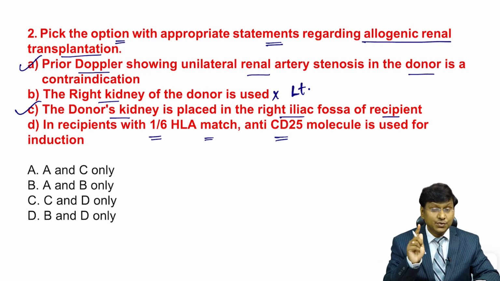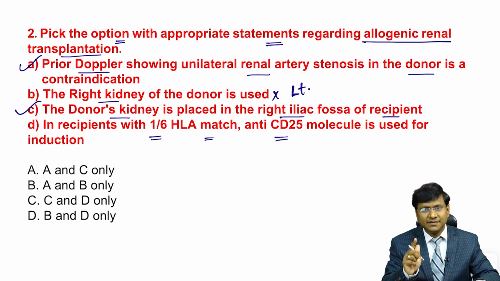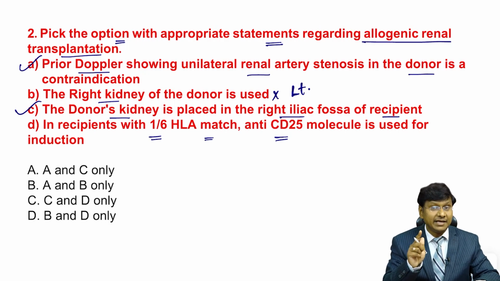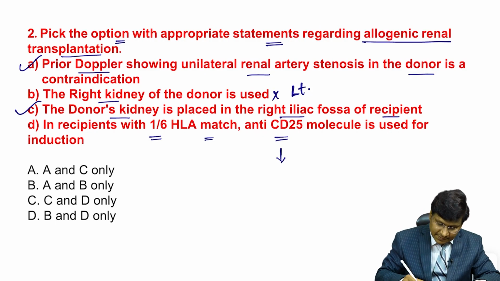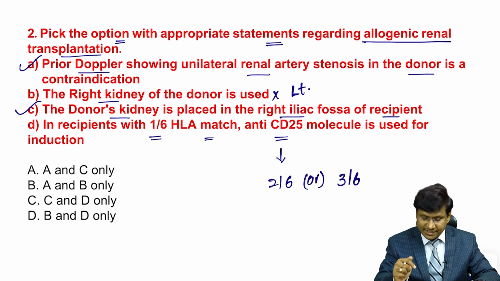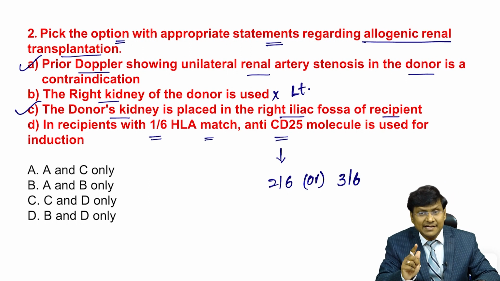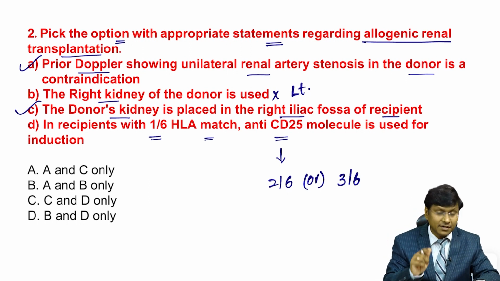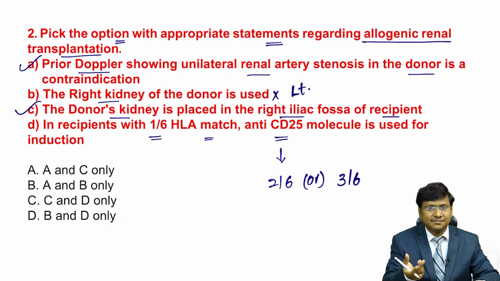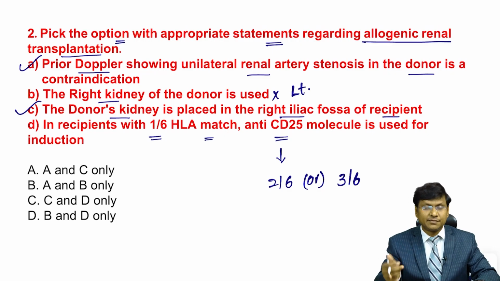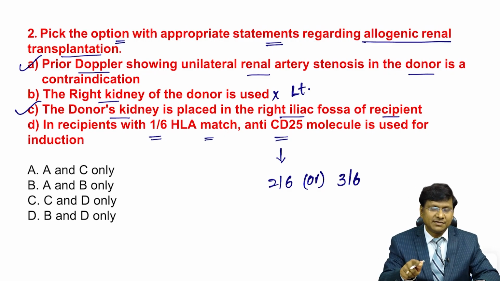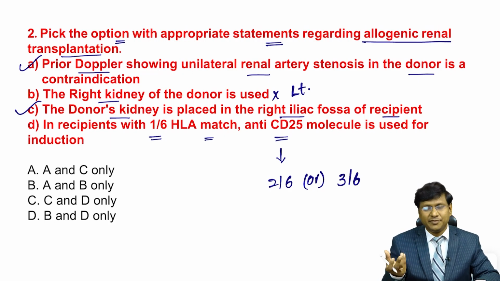So we use the anti-CD25 when the HLA is like 2/6 or 3/6, right? When HLA is 2/6 or 3/6, then we use this particular anti-CD25, but not for 1/6. So you need to give induction therapy in order to prevent the graft rejection. After the induction therapy, you need to give the immunosuppressant drugs, and these include cyclosporin, azathioprine, as well as prednisolone. That has to be given in order to prevent the graft rejection.